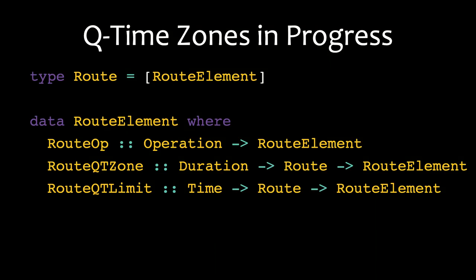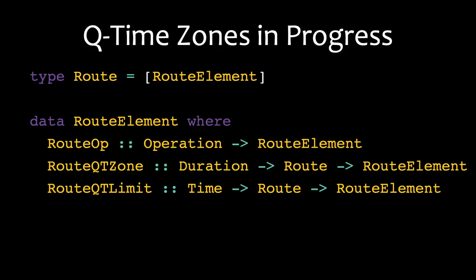So watching this, if I look at it with the eye of a domain person, I think there's still a little problem in there. Oh, is it? Which is, if you look at this, remember a route element is something that can occur anywhere in the middle, at the beginning, at the end of a route. So it has these three things. Obviously, we can have queue time zones anywhere. We can have operations anywhere. But the thing is, we can only enter a queue time zone when it's at the beginning, right?